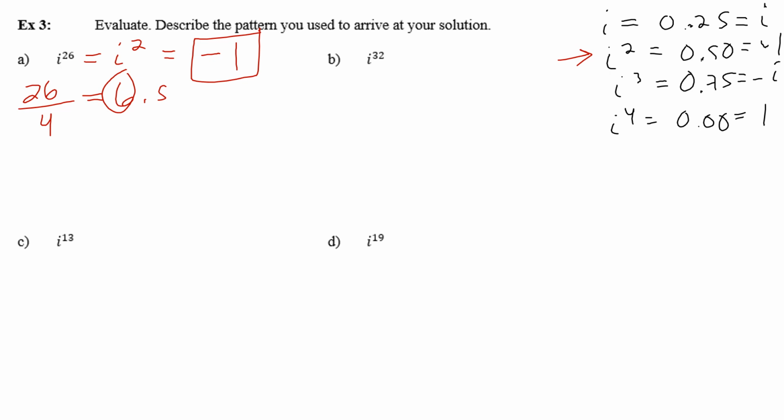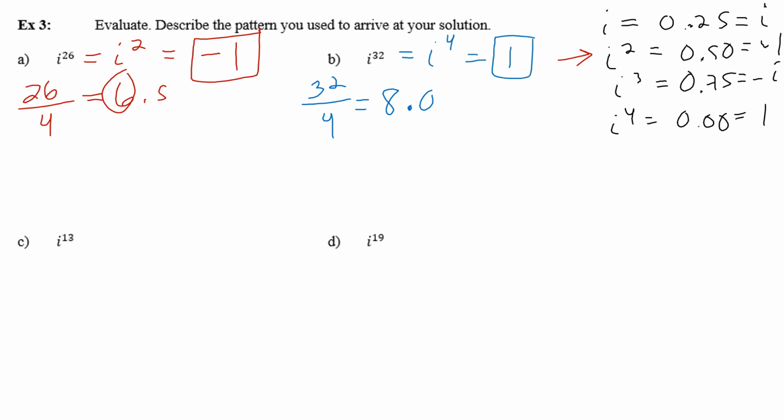All right, looking at example B, we have I to the 32nd. We're going to, again, take the exponent 32, divided by the 4 possible solutions, and we're going to get 8, which is the same thing as 8.0, which means it cycles through the pattern 8 whole times, and then it lands on I to the 4th. So I to the 32nd is really just I to the 4th, which is just 1.